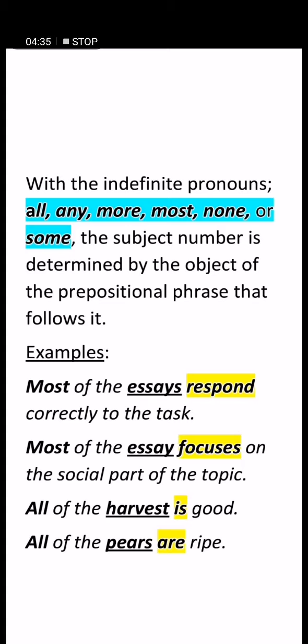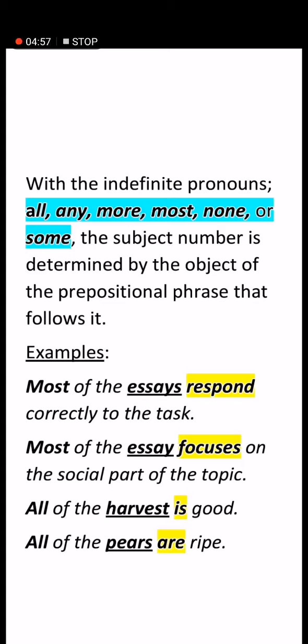While in the following example we say, most of the essay, one essay, focuses. Note that the word essay in the second example determines the agreement. So we add es to the verb. Most of the essay focuses on the social part of the topic.